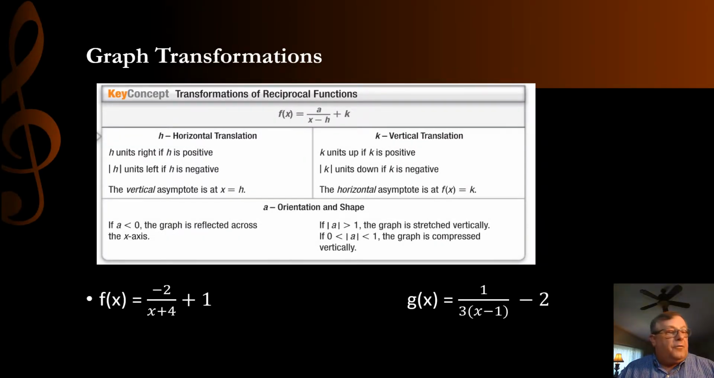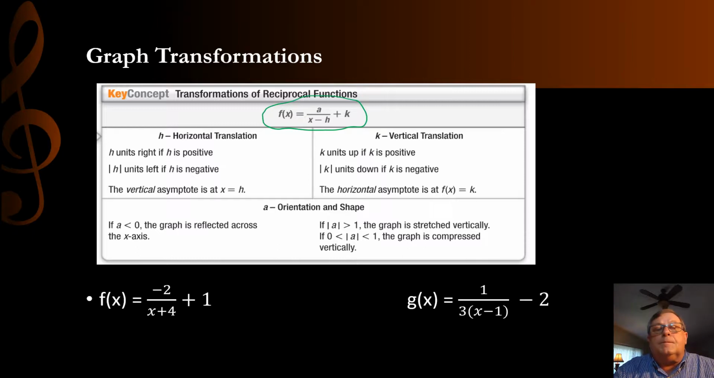Well, let's explore a little further about the transformations of the graphs of reciprocal functions. We've actually already dealt with horizontal transformations and vertical transformations. We're going to look at those plus a couple more. And we see here our function model for these transformations, where f of x is equal to a over x minus h plus k, where a, h, and k represent real numbers.